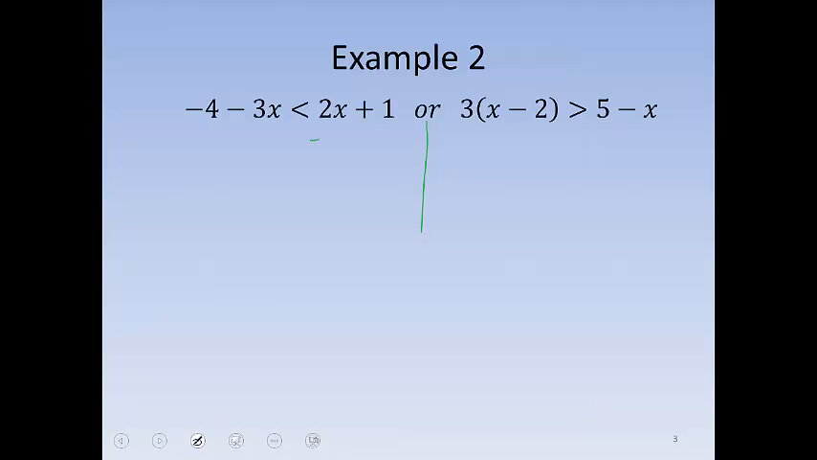The first one, I'm going to subtract the 2x to the other side, leaving me with negative 4 minus 5x is less than 1.